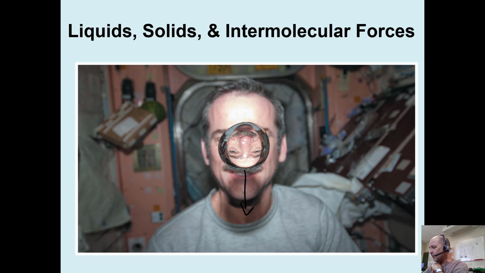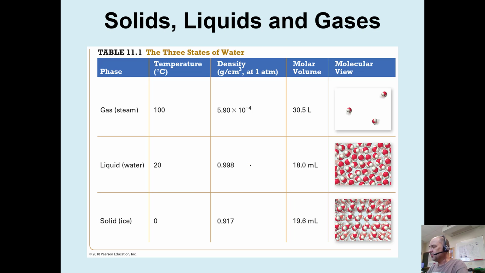And so we ask ourselves, what is it that holds these forces together? And what is it that makes it spherical as well, right? So we've got a perfect ball here. And so those are the kinds of questions that will be answered in this particular chapter. So just as a review, we have three phases. We have solids, liquids, and gases.